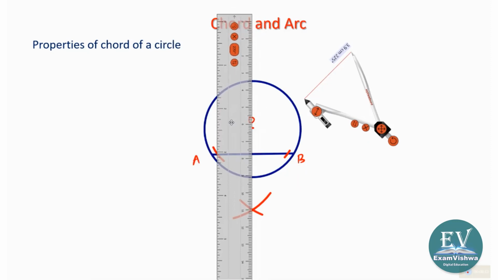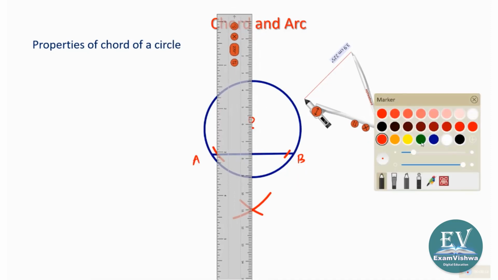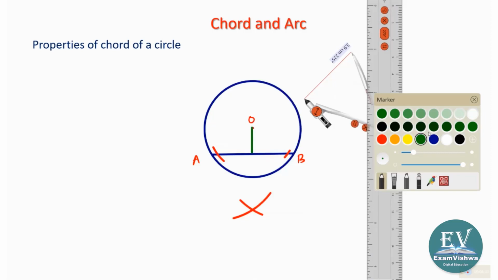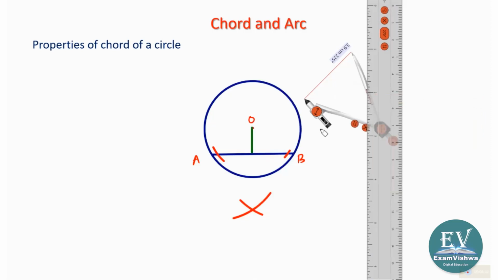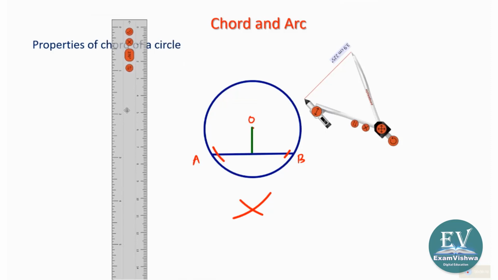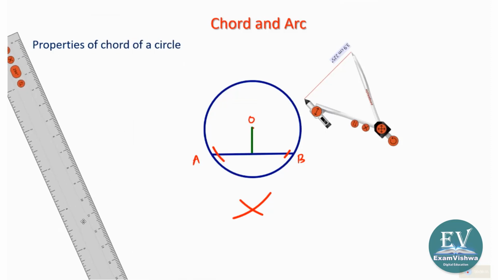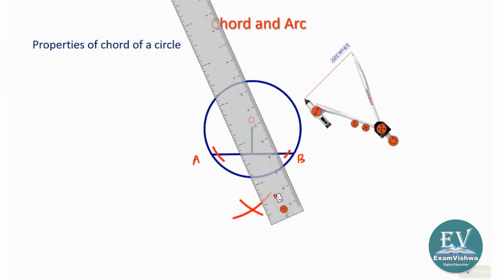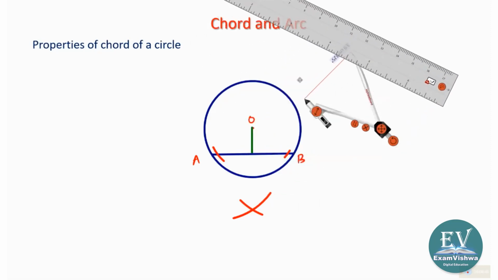I will be just drawing till the chord because that is only required here. So this is the line joining the center of the circle to the chord. It is perpendicular, and what happens over here is the chord is divided, or it meets at a point on the chord. Let me do some measurement here so that it will become clear to you.